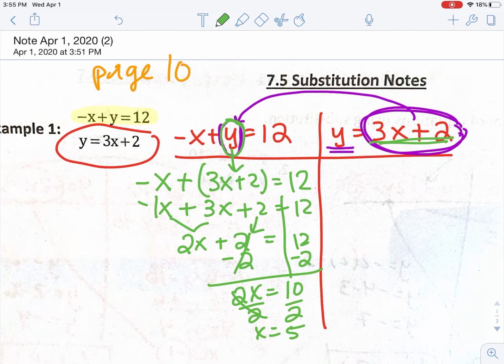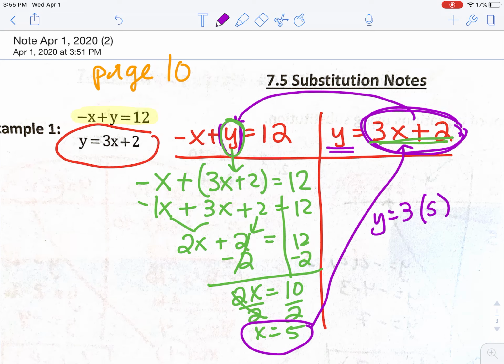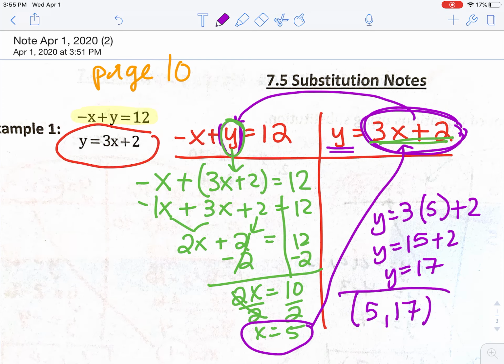Now the rest of this is still the same. You're still going to take that answer and plug it in here in order to get y. And I get y equals 17. And don't forget, I noticed some of you were forgetting to write your final answers as an ordered pair with both x and y here. So make sure you do that. So that's the first example. Let's walk through the second example.